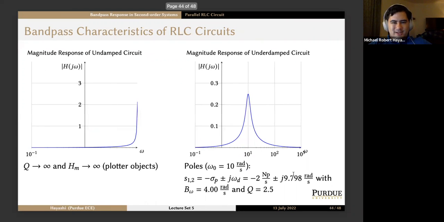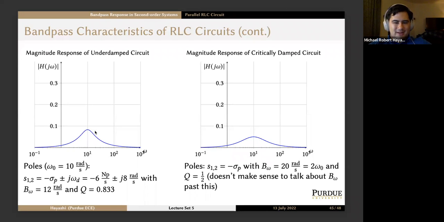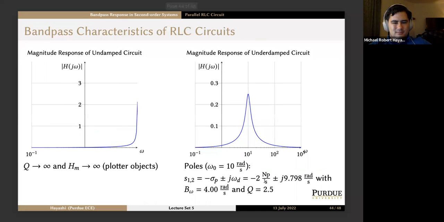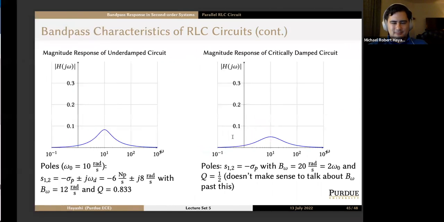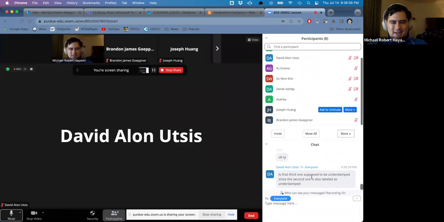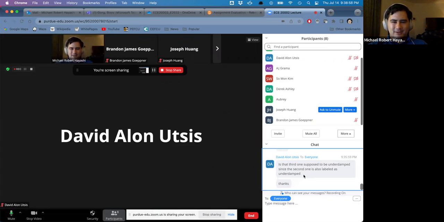Yep, they're both underdamped circuits: the second one on the right of slide 44 and the first one on the left of slide 45. They just have different quality factors. One is the bigger Q circuit, one is the lower Q circuit, and you can see how the peak gets broader and broader. Does that answer your question, David? Yep. Okay, good.